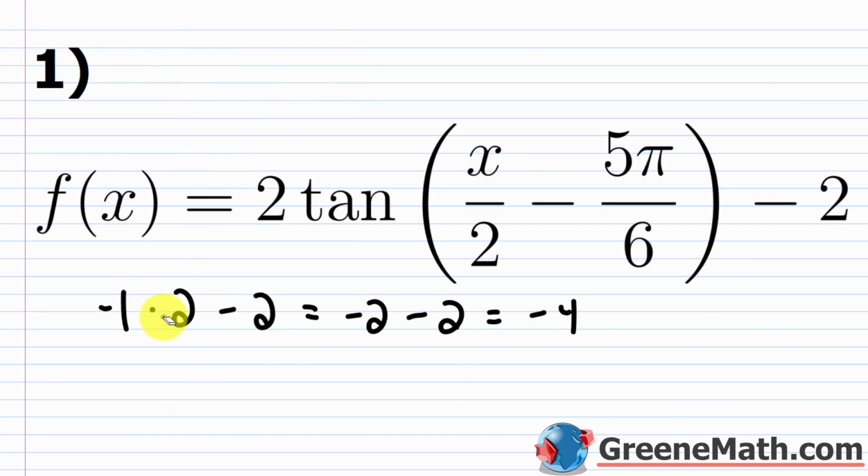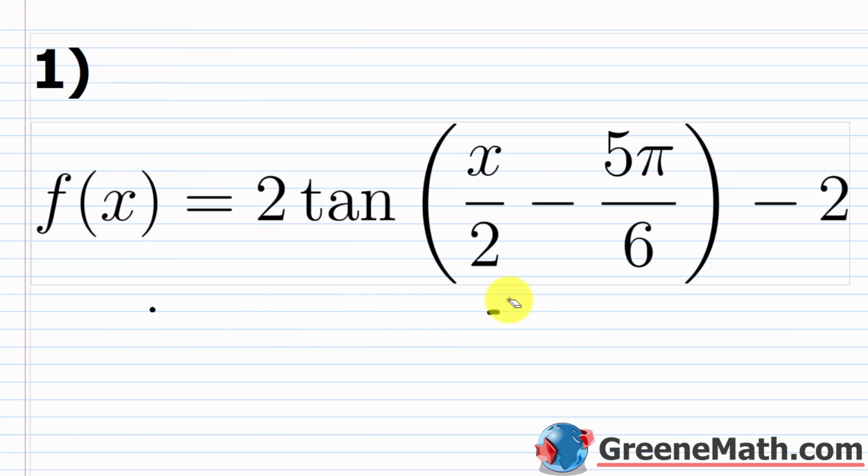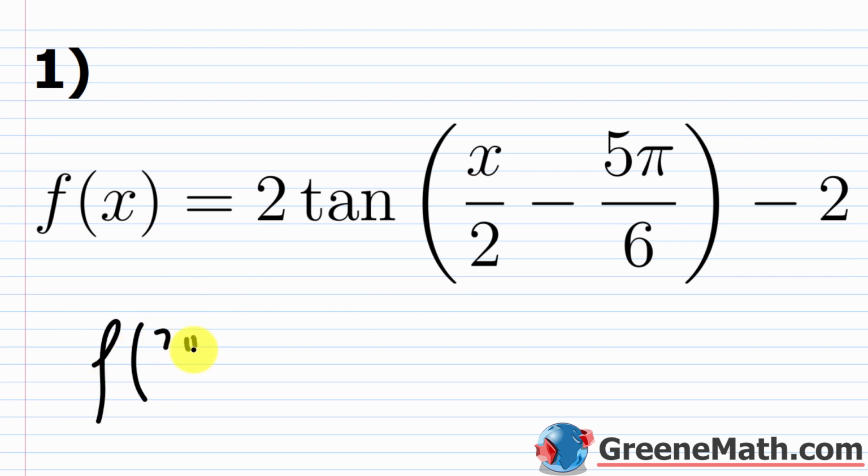Alternatively, if you get confused by that, which is fine, some people do, you can always plug in. So you can say f of 7 pi over 6 is equal to 2 times the tangent of, for this, you have x over 2.